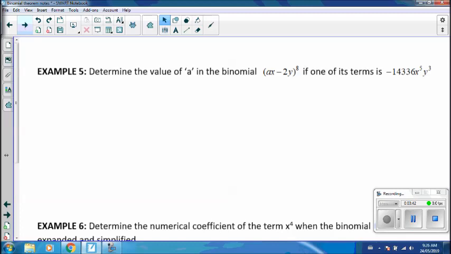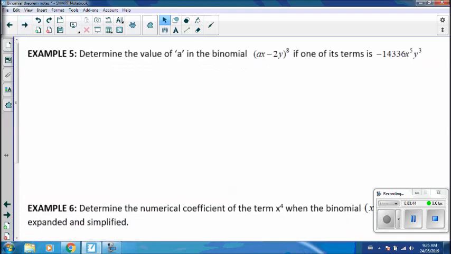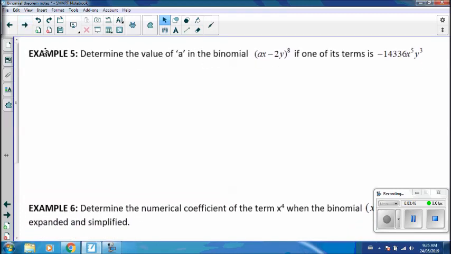Okay, 2 more. So example 5, determine the value of a in this binomial if one of its terms looks like this. So this doesn't tell me what term number this is, but I've got some hints in here. I know that the power on the y, because this is y, over here, if this is y to the power 3, that's really k.